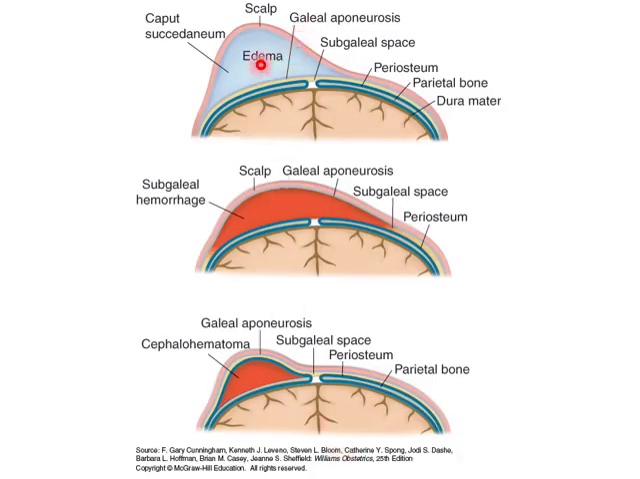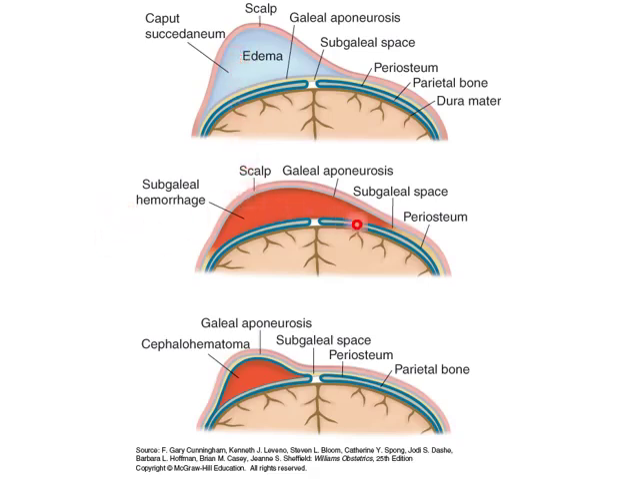Again, this is caput succedaneum. As you see, it might cross a suture. This is a suture between two bones. These are parietal bones. This is the sagittal suture. So the caput succedaneum might cross the suture. It happens at an area just above the galea aponeurotica.